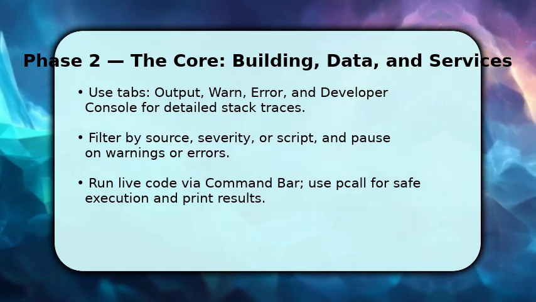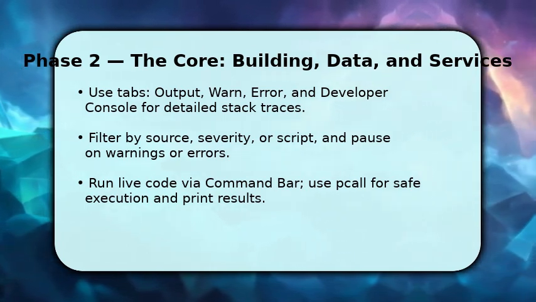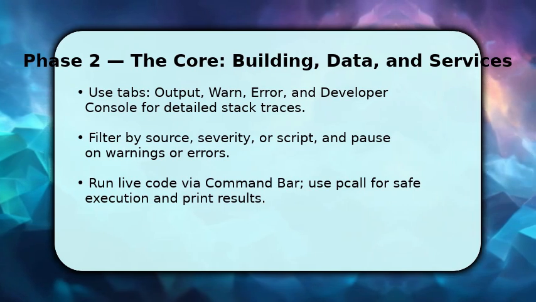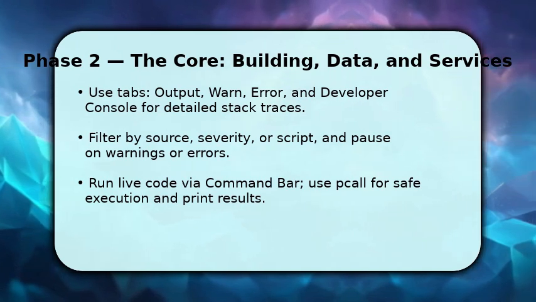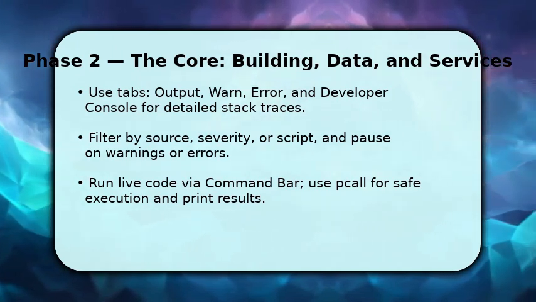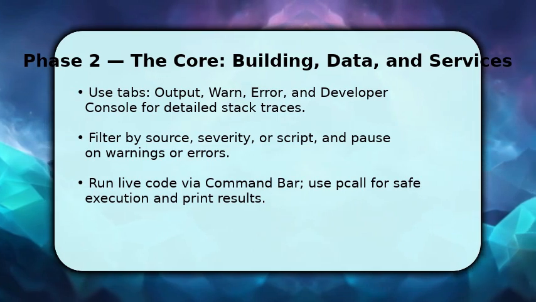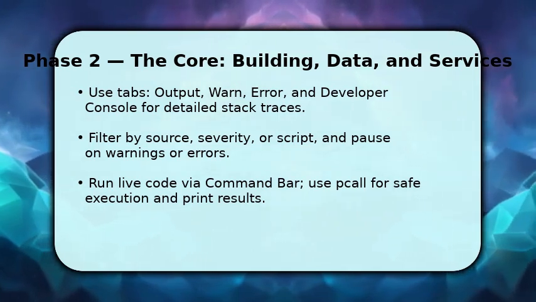This prevents cascading failures. You can execute live Lua through the command bar, wrap actions with pcall to catch errors, and avoid halting the session. Make sure to print object properties to inspect values. Doing so clarifies why behavior differs from expectations.